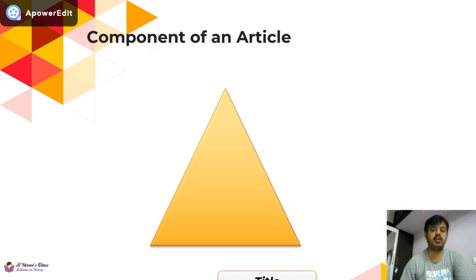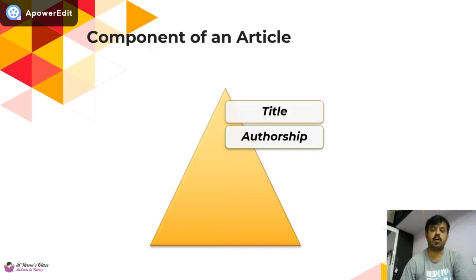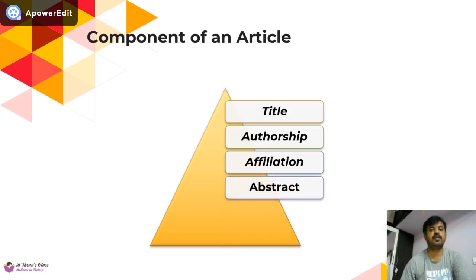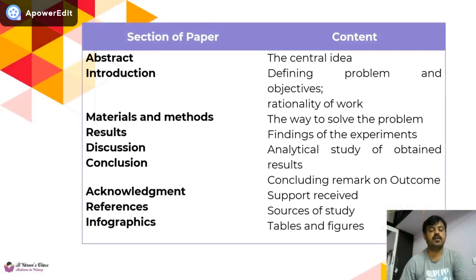The article type, the authorship, abstract, all these things jointly produce the components of the paper. So what is the structure of a paper? What does the abstract mean? What does the introduction part mean? What does the affiliation mean?